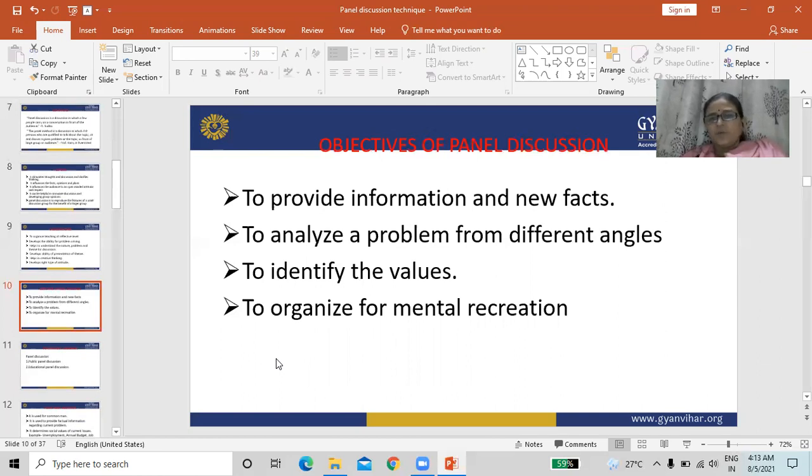To analyze a problem from different angles. In panel discussion, panel members discuss deeply all aspects of the problem. So panel discussion provides us a facility to analyze the problem from different angles. To identify the values. To organize for mental recreation.